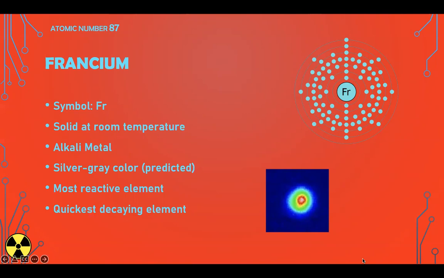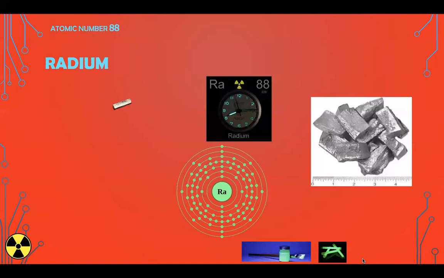Francium is also pretty rare on Earth. That's why its color is still predicted. Francium is radioactive, as I said, and it does not have any uses as of now. Francium is the second rarest element. I've also made a full video on it, so you can watch it later on.